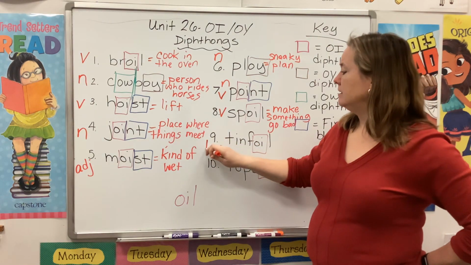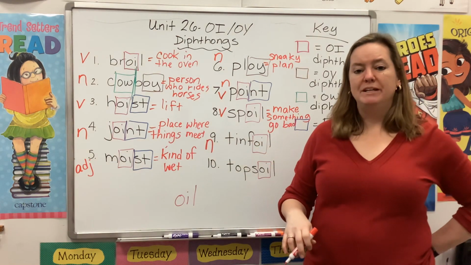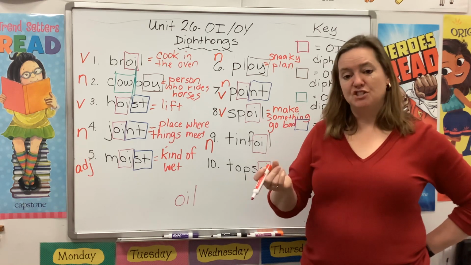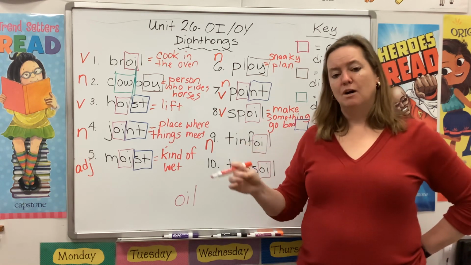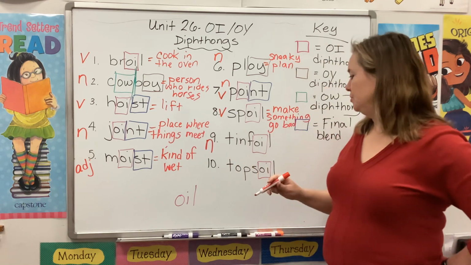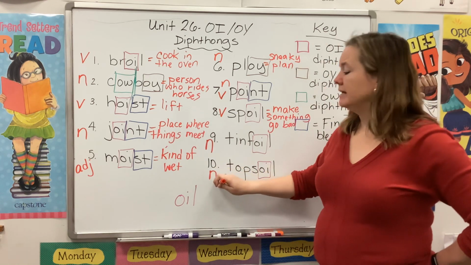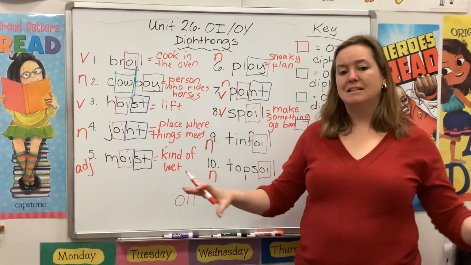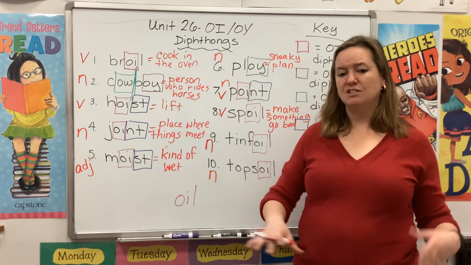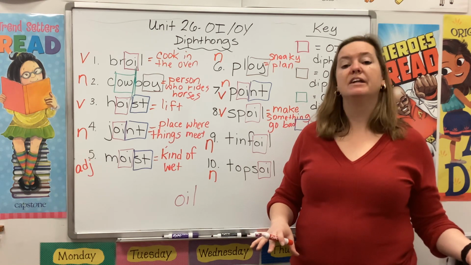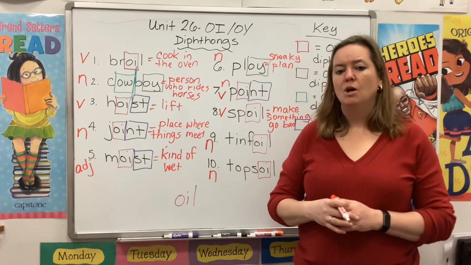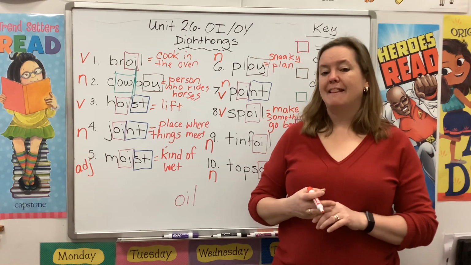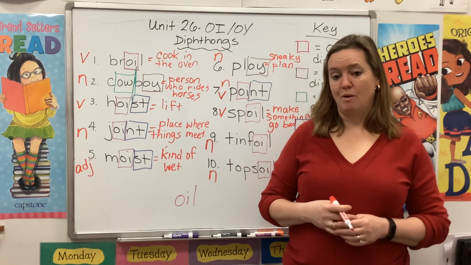Tin foil is a noun. That's what we use to wrap food. It's like that very thin sheet of metal. It comes in a roll, and you can use it to wrap food. Topsoil is also a noun. If you're planting a garden, you're going to want some rich topsoil. You can't just use the dirt in your backyard. You're going to want to supplement that with some rich topsoil, because that's going to have lots of nutrients that will help your plants grow.